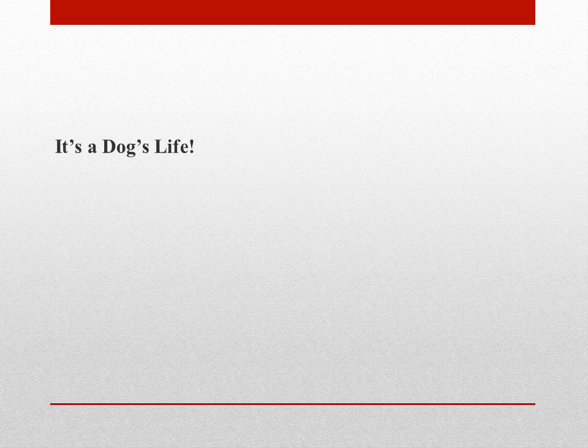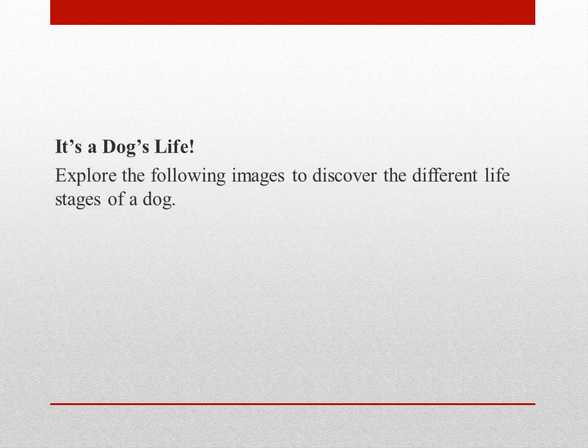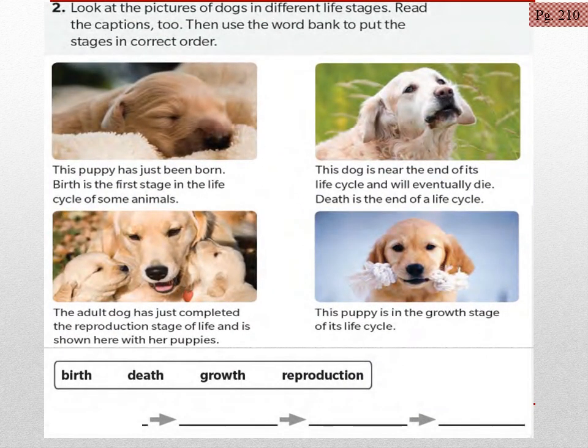It's a dog's life. Explore the following images to discover the different life stages of a dog. Now please, I want you to open your books on page 210. Look at the pictures of dogs in different life stages. Read the captions too, then use the word bank to put the stages in correct order.